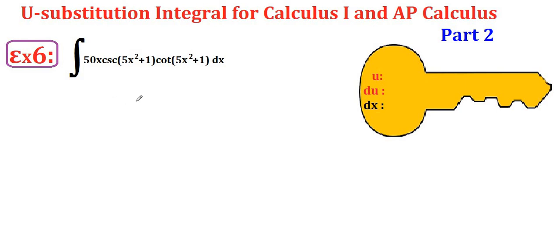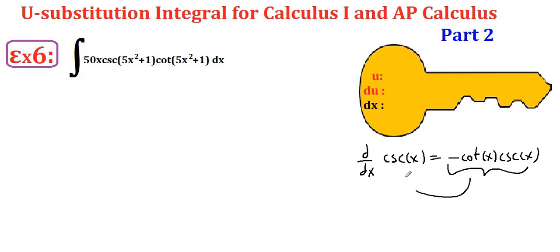Example 6. In this integral we have cosecant and cotangent, same angles and in multiplication form. You need to be aware that the derivative of cosecant of x is equal to negative cotangent x times cosecant x. So the integral of this function will give me cosecant x.